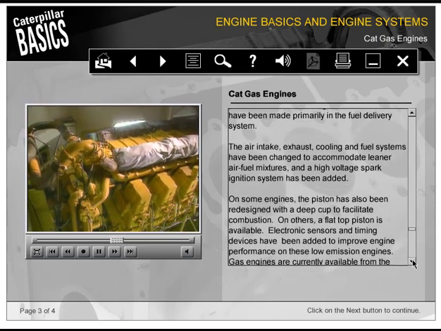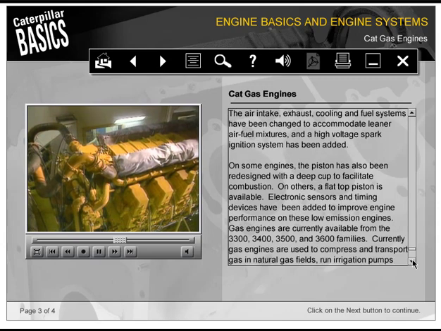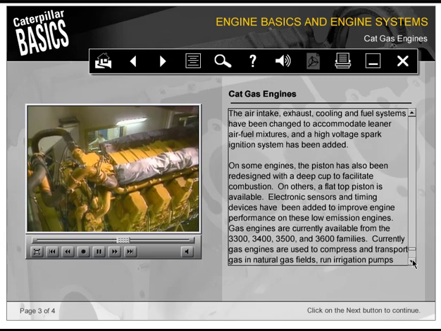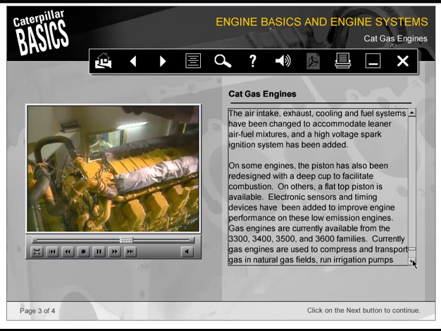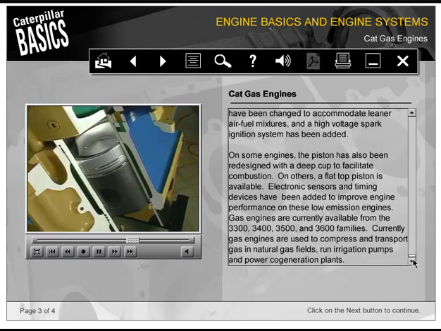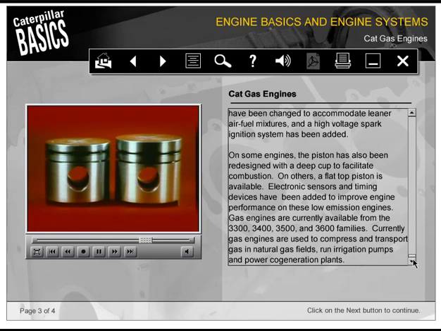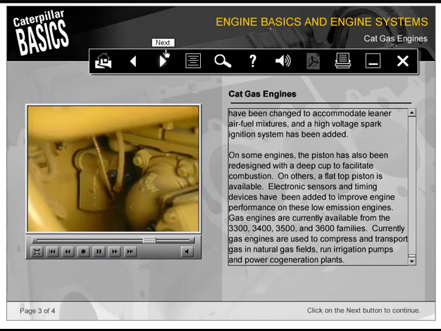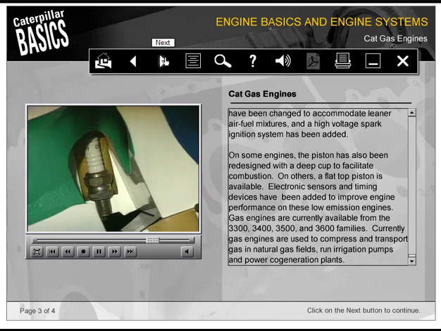The air intake, exhaust, cooling, and fuel systems have been changed to accommodate leaner air-fuel mixtures, and a high-voltage spark ignition system has been added. On some engines, the piston has also been redesigned with a deep cup to facilitate combustion. On others, a flat-top piston is available. Electronic sensors and timing devices have been added to improve engine performance on these low-emission engines.